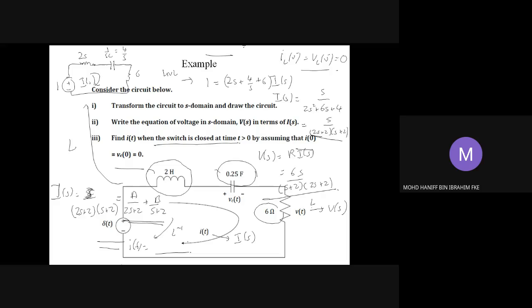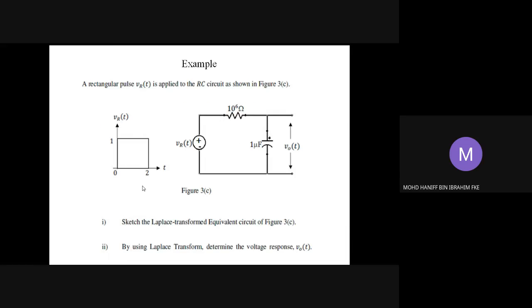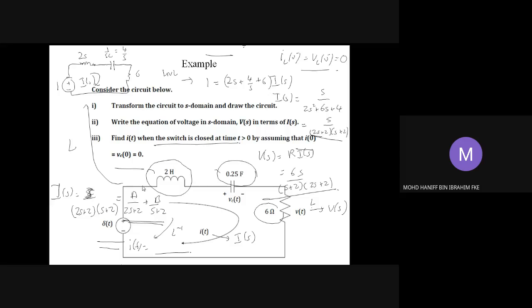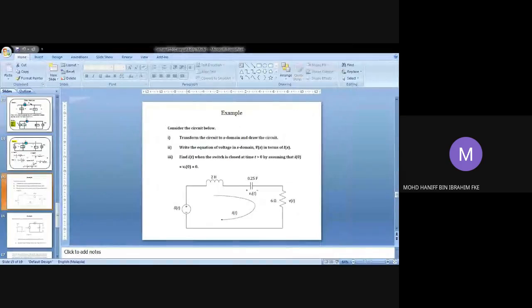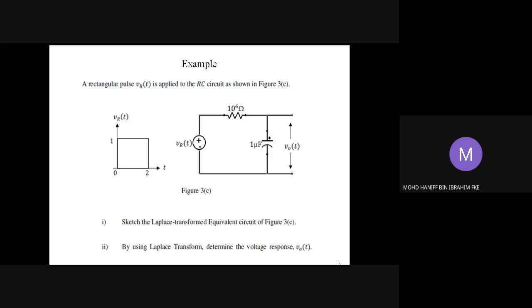It's very straightforward. Okay, any questions up to now on this example so far? Is there any questions so far? No? Okay, if there's no question, I think we can proceed with the next example. Okay, this is the example that we're going to learn. All right.